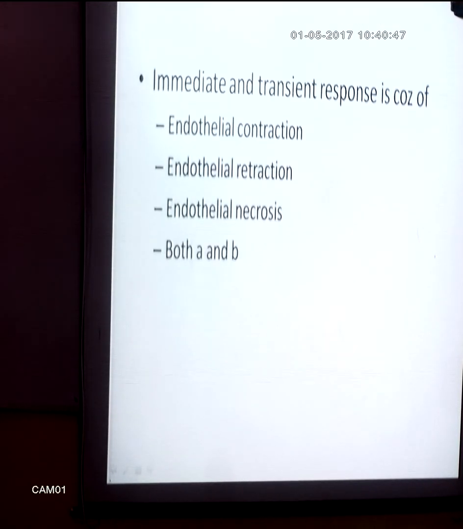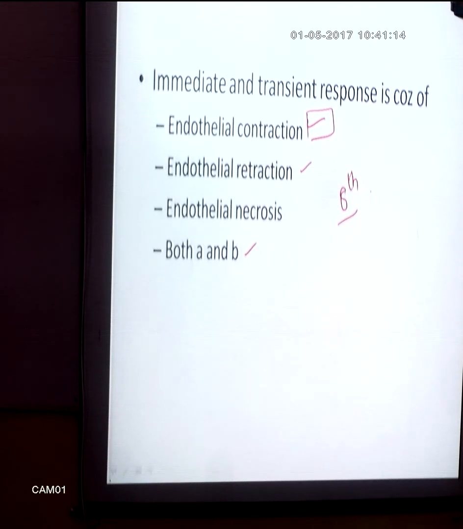Inflammation. Okay, what's the answer for this? The immediate and transient response of vascular permeability is because of this or this or this. Which one? Okay. The 9th edition of Robbins said it is this. This is one of the most controversial and one of the most frequently repeated ones.